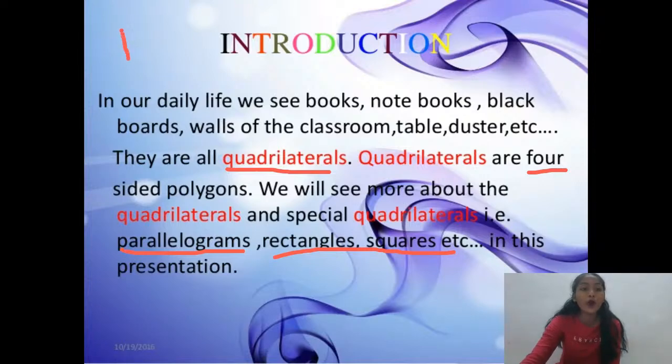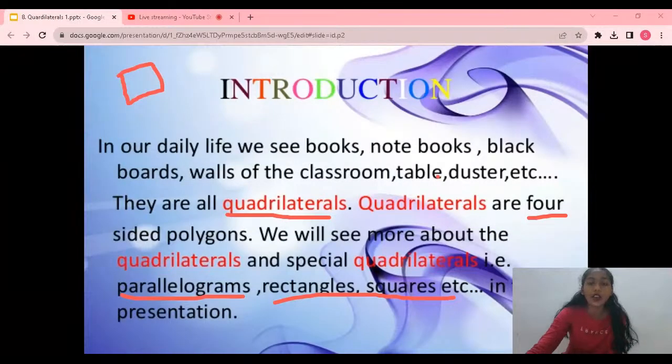Any shape with four sides is called a quadrilateral. Okay, four-sided polygon. So for example, let's take square. Square is a quadrilateral, rectangle is a quadrilateral, parallelogram. There are many kinds of quadrilaterals.